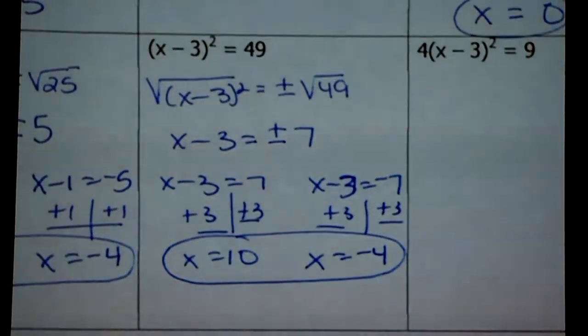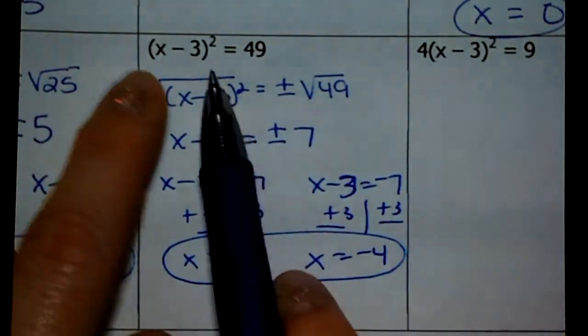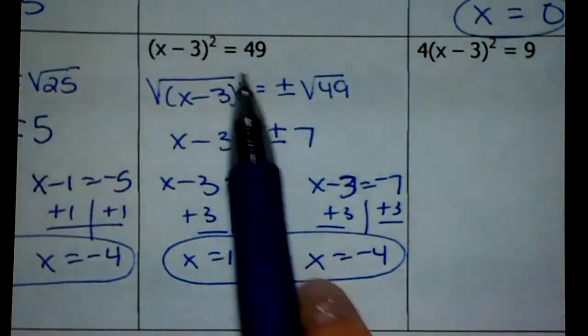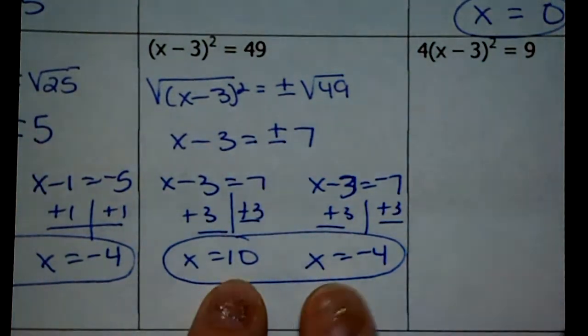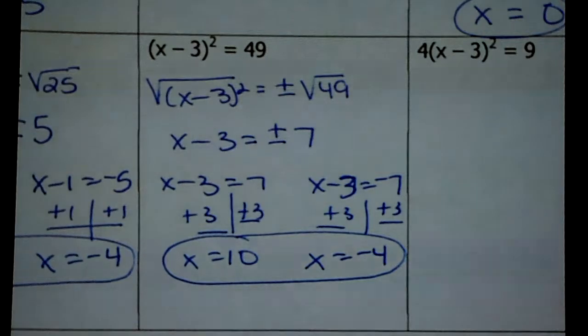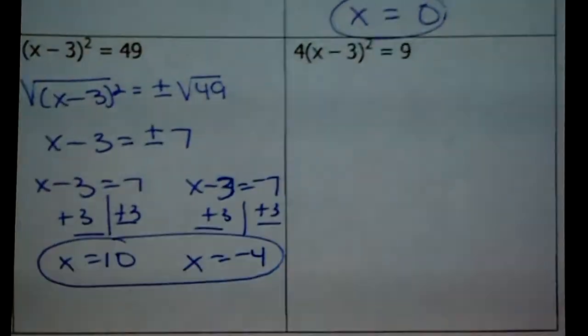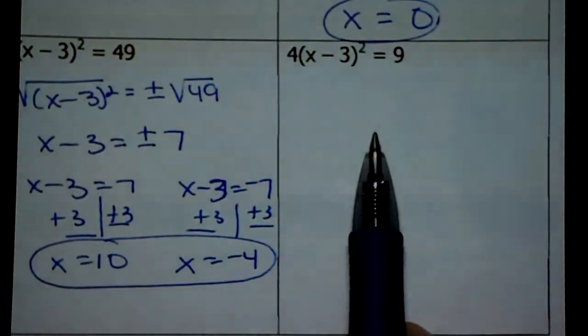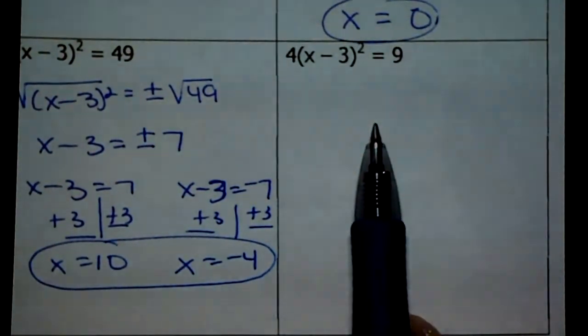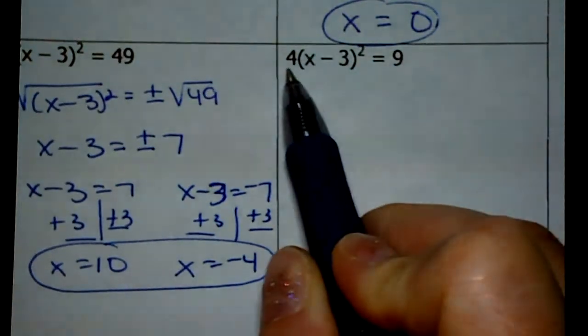What's really kind of nice, if you wanted to, you could type this equation in. You could bring over the 49, type this into your calculator, and then look at your graph and see, okay, does it touch the x-axis at 10 and negative 4? So yes, you'll have to show me your steps that you know how to do it this way, but you can use your graphing calculator to help you out, just to double check yourself. You're always asking, how can I check my work? That's how.